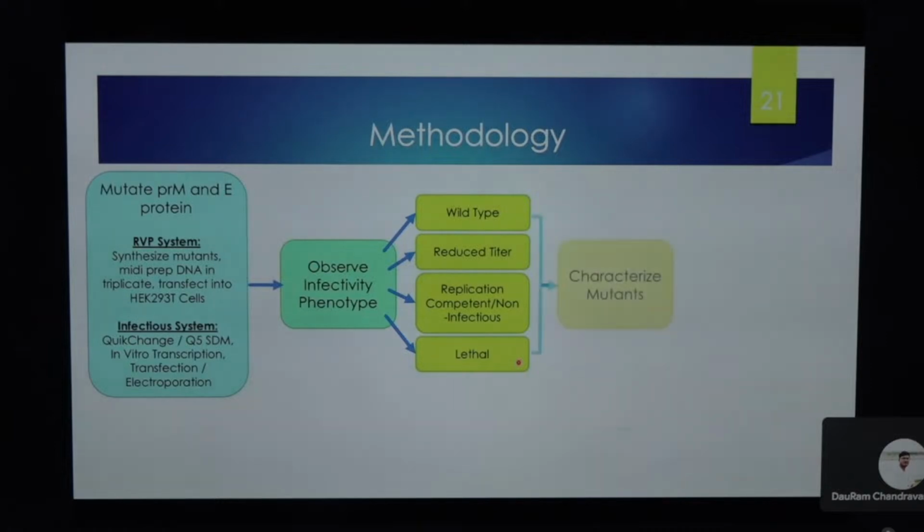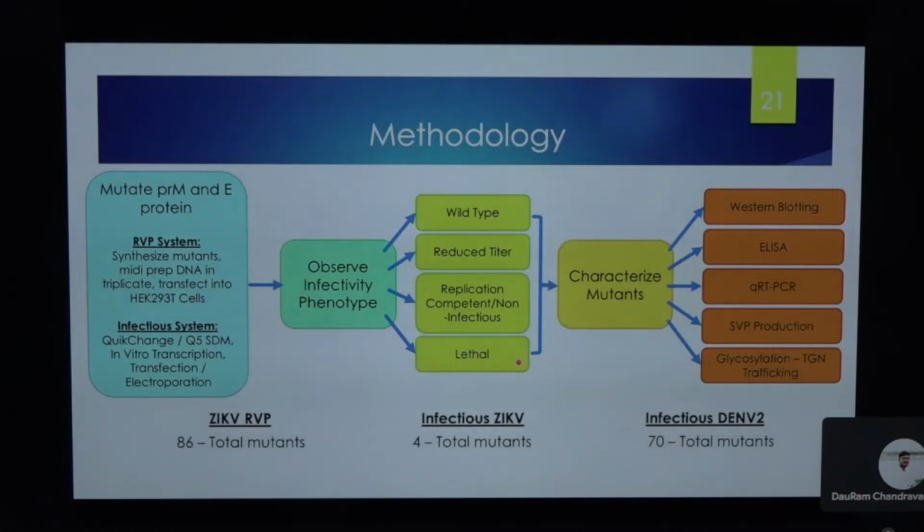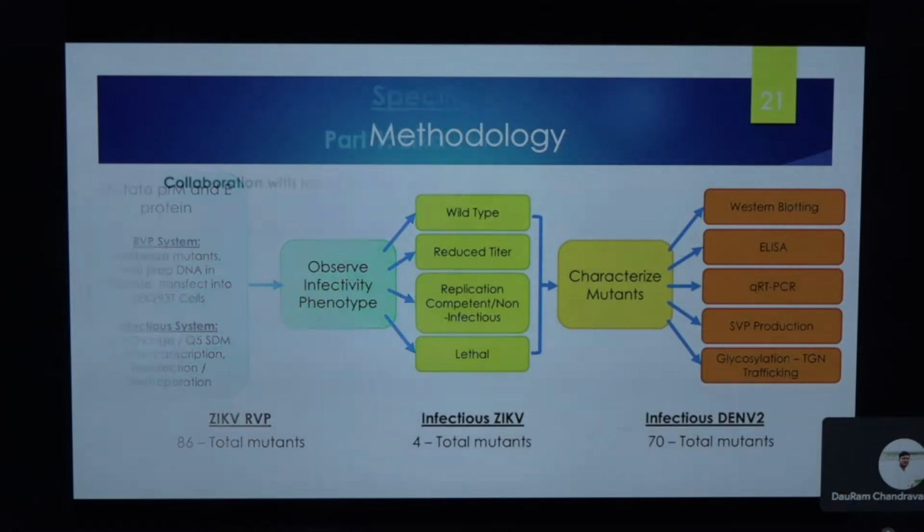We characterize these mutations using a slew of different methods. Altogether, we made 86 mutants in the RVP system. We had 4 mutants in the infectious Zika virus system using the RVP system as our foundation. And we made a total of 70 mutations within Ingtu to confirm the results shown in Zika.